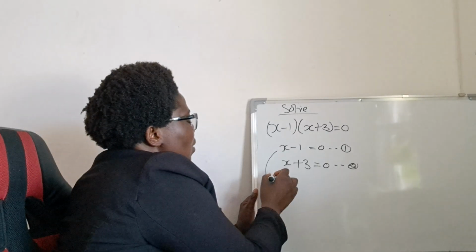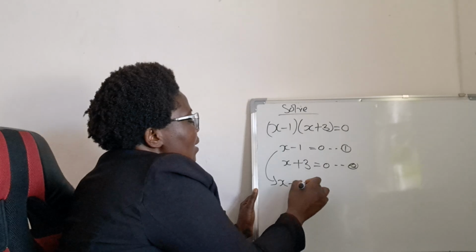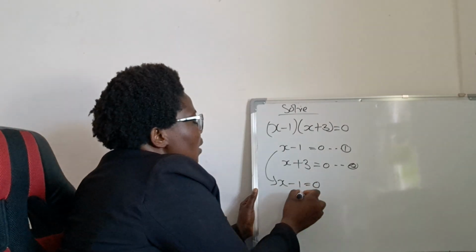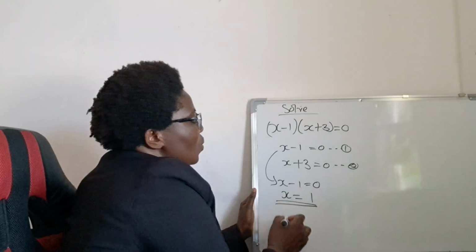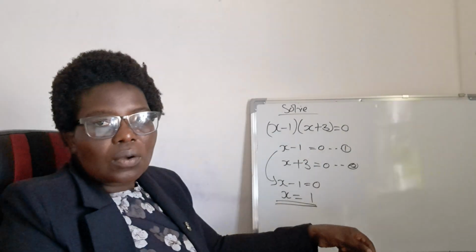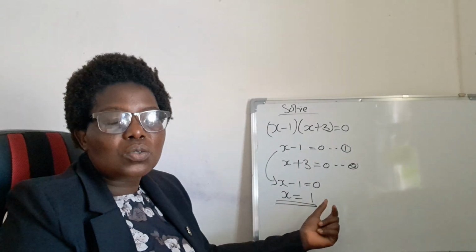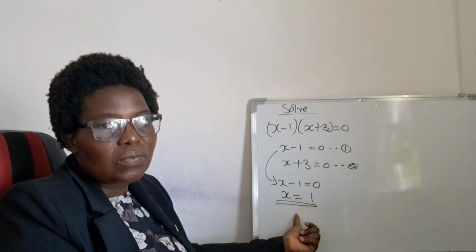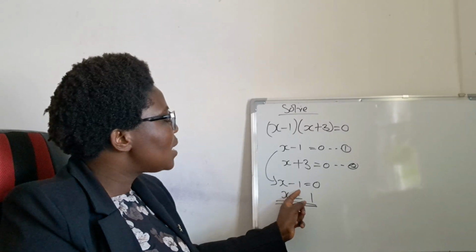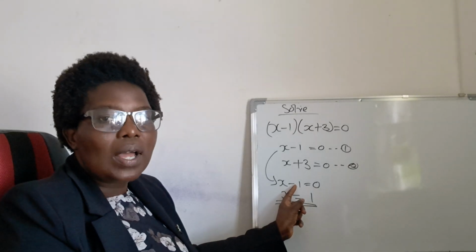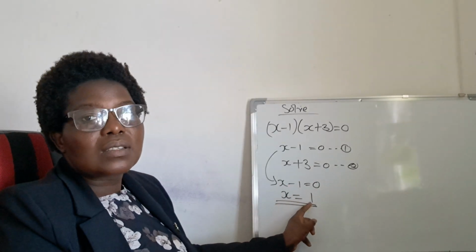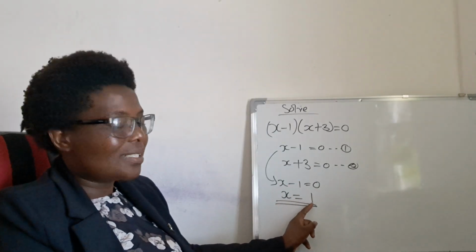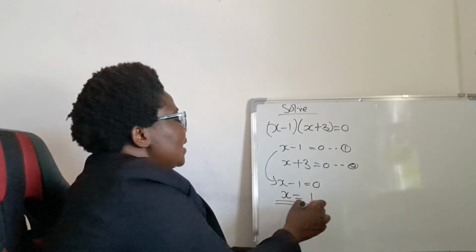So let's start with equation 1. X minus 1 is equal to 0. So therefore it means x is equal to 1. Why? Because we just have to cross the equal sign to make x the subject of the formula. Therefore you need to get rid of your minus 1. So when the minus 1 crosses over the equal sign, it changes the sign to a plus.